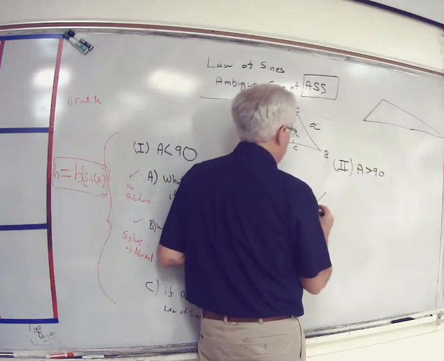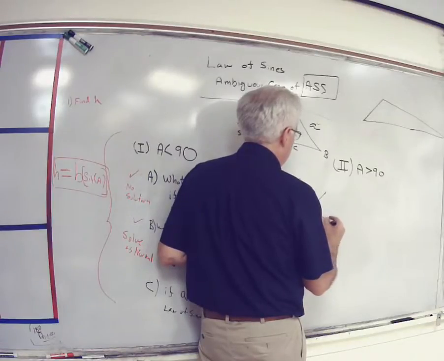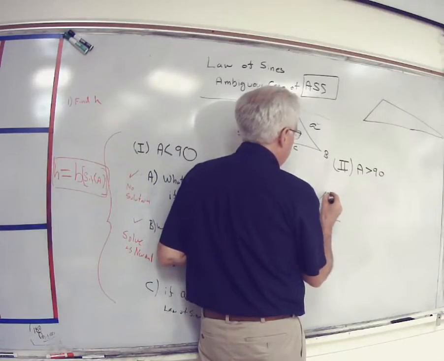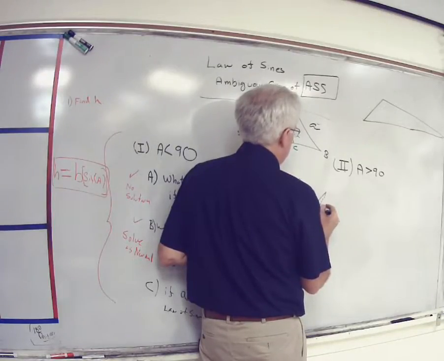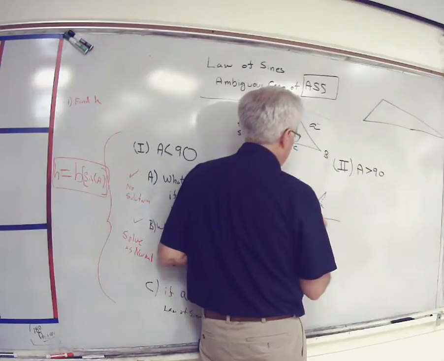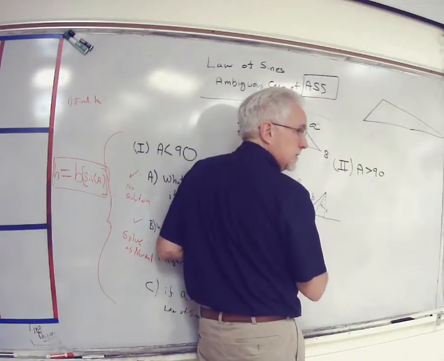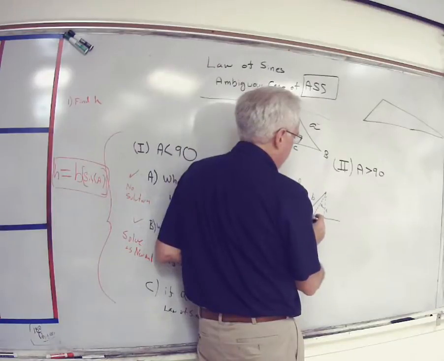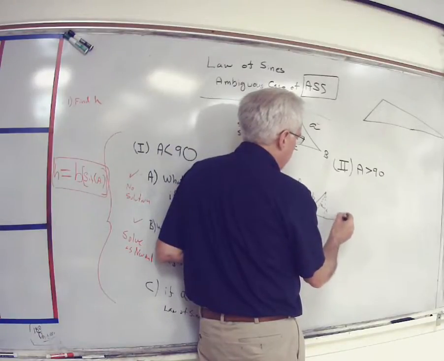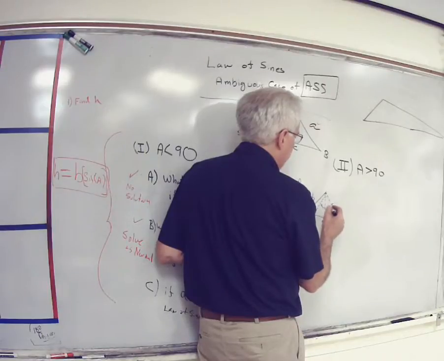Okay, so this is B. And then this is A. So A is less than B. This is still H, right? A is less than B. Can you see that? But what could also happen? It could come out here. This would also be A.